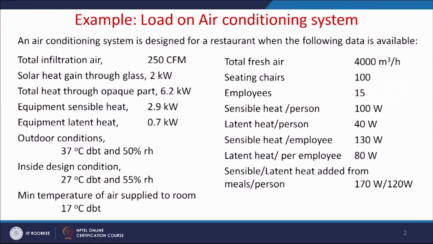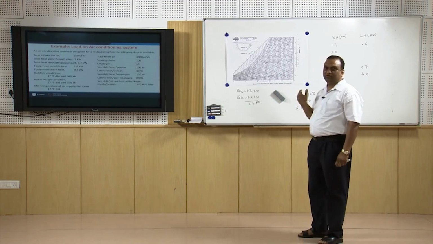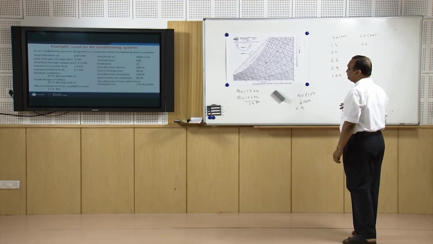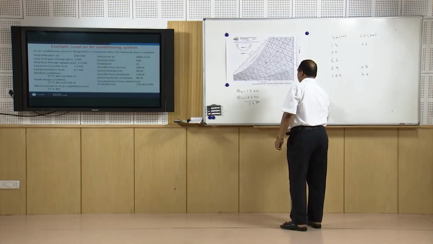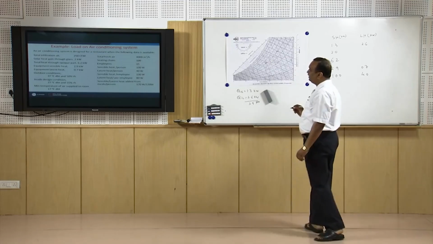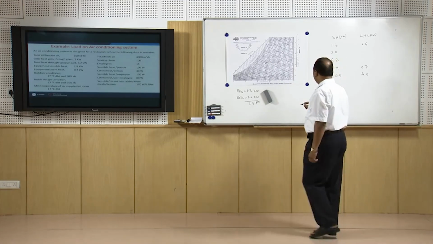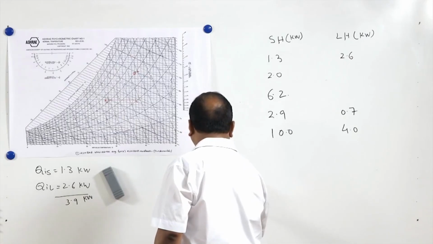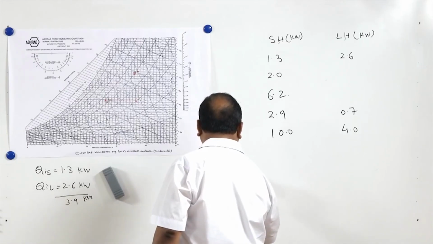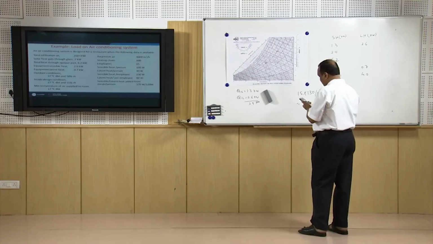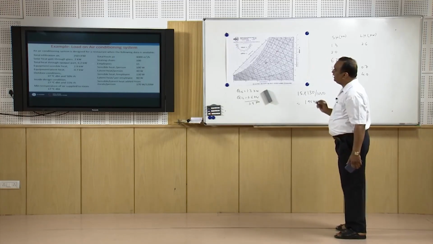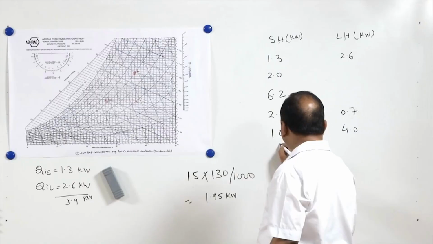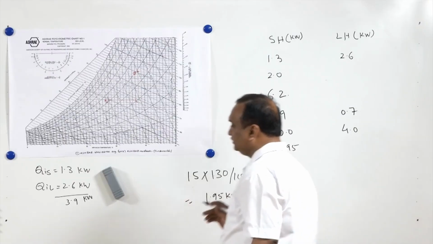Now sensible heat per employee. Because employees are moving here and there, the heat liberated by the employees is more than that of the persons who are occupying the seats in the restaurant. So each employee is contributing 130 watts, and there are 15 employees. So 15 into 130 divided by 1000 is going to be equal to 1.95 kilowatt. So sensible heat added by the employees of the restaurant is 1.95 kilowatts.